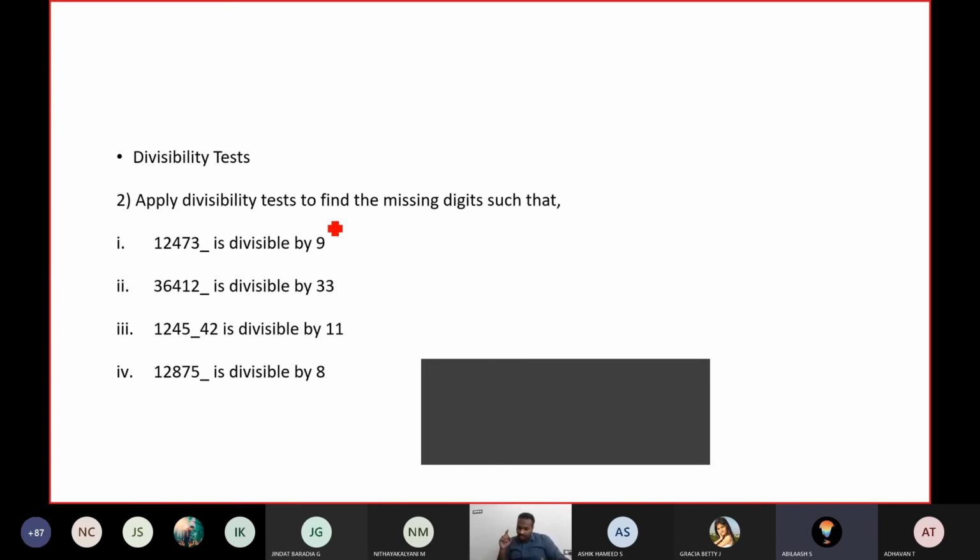So remember the divisibility rule of 9? What is the divisibility rule of 9? Sum of all digits should be divisible by 9. Add the remaining digits 7 and 3, 10, 4, 2, 6. So 10 and 6, 16 plus 1, 17. So 17 plus a single digit number should give you a number which is divisible by 9. What should be the value of x? 1. Simple, super, very good.